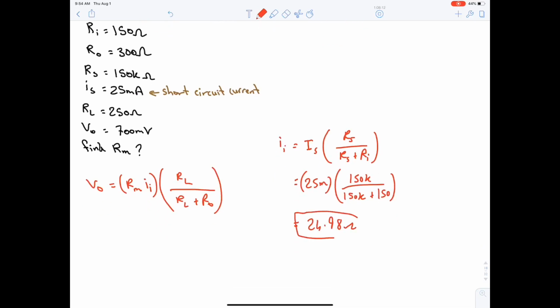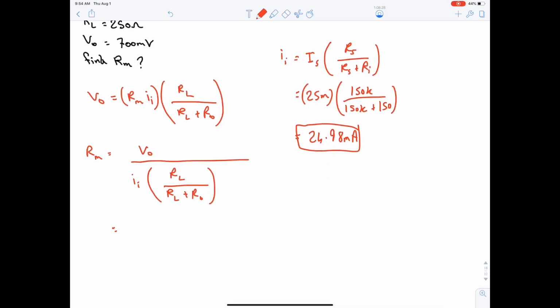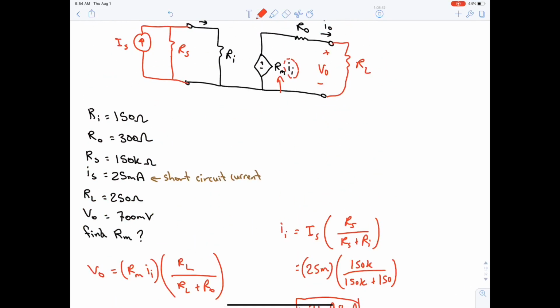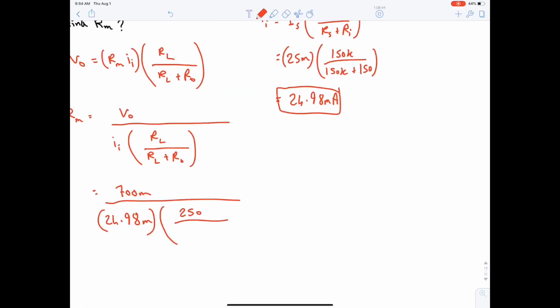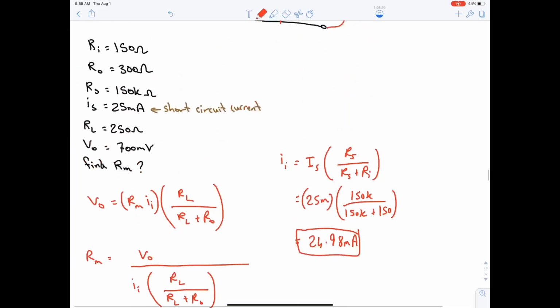24.98 milliampere. Okay, so we need to find Rm, which is V output divided by I input, RL over RL plus RO. V naught is 700 milli. I input we just found, 24.98 milli, multiplied by RL. RL is 250, RL is 250 again, and RO is 300.